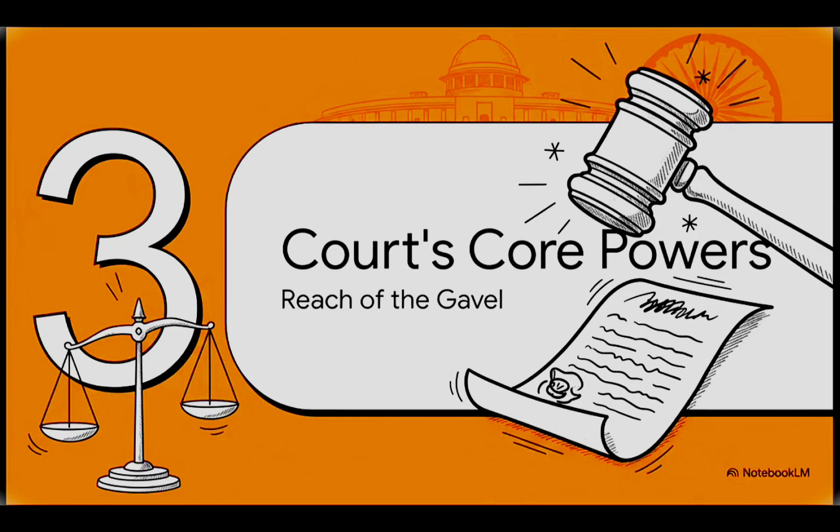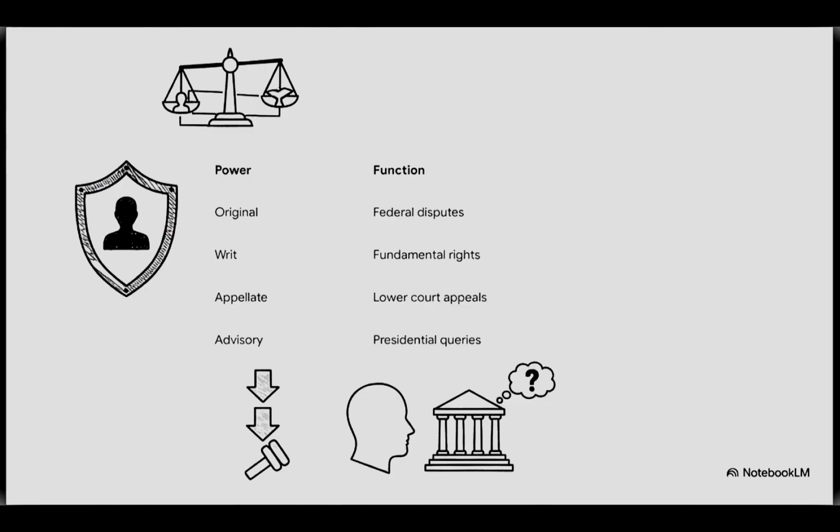Moving on to Part 3, Supreme Court's core powers, the reach of the gavel. The sheer scale of the Supreme Court's jurisdiction is massive. I mean, it's essentially 4 completely different courts rolled into one. First, you have original jurisdiction. This is where it acts as a federal referee, exclusively resolving disputes between the center and the states. Second, writ jurisdiction, making it the direct protector of your fundamental rights. Third, appellate jurisdiction, meaning it's the final absolute court of appeal for civil and criminal cases from lower courts.